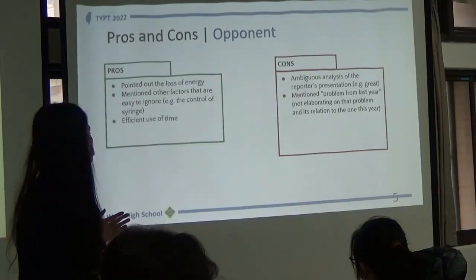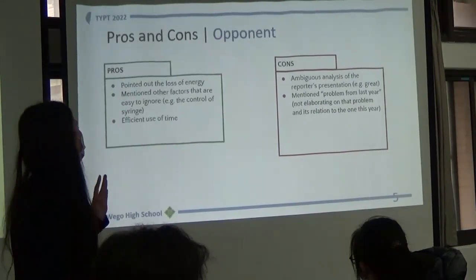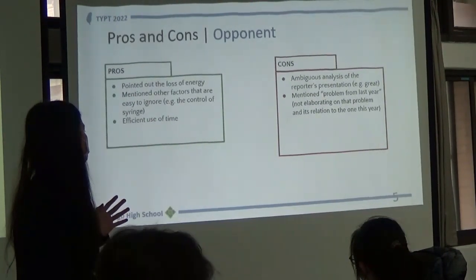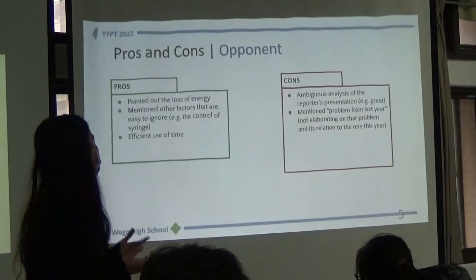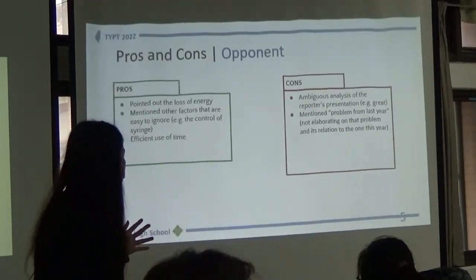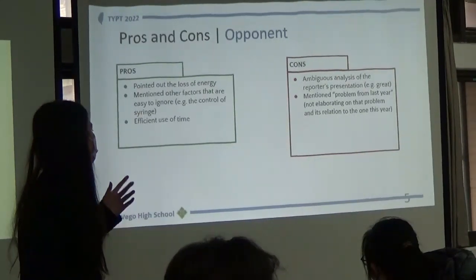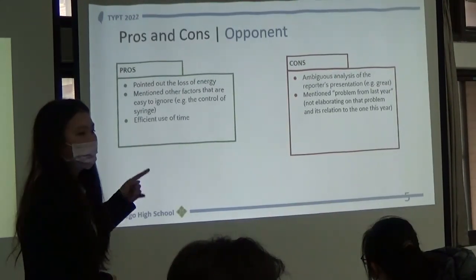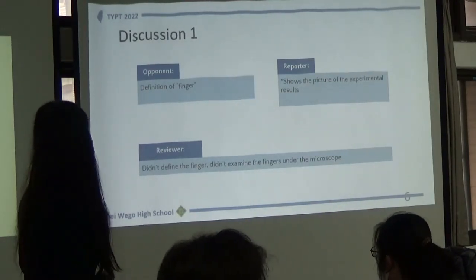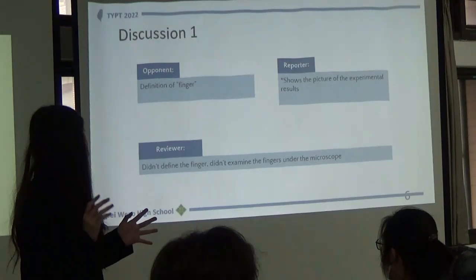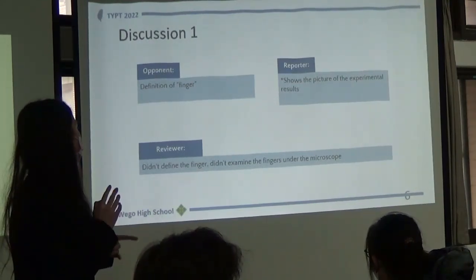And as for the cons, they have ambiguous analysis in the reporter's presentation, such as grades or something like that. They also mentioned a problem from last year, not elaborating on the problem and its relation to the ones this year, which is the Marangoni bursting. And for the first discussion, the opponent asks the reporter what the definition of finger is, and the reporter showed the picture of the experimental results.